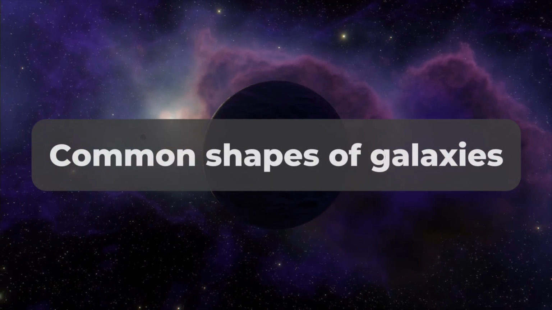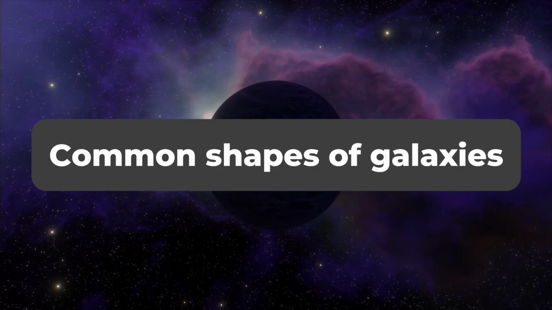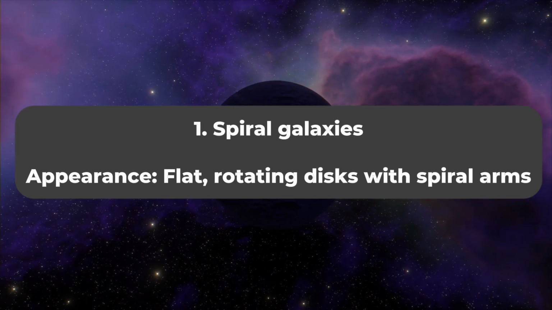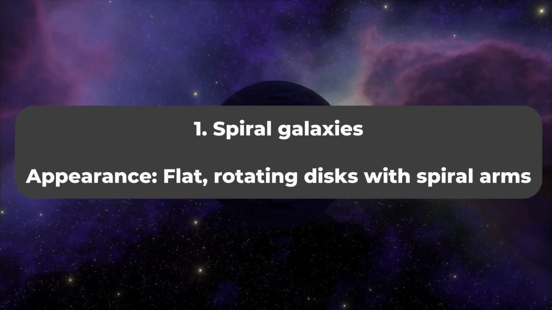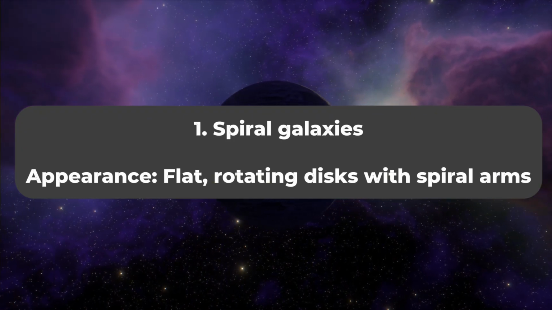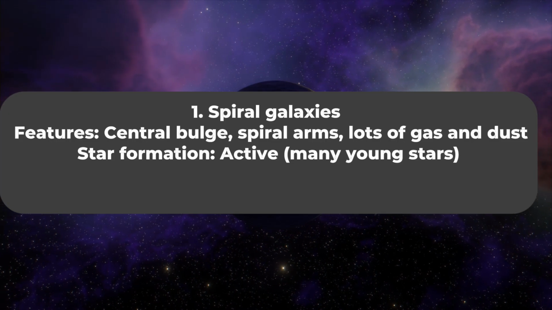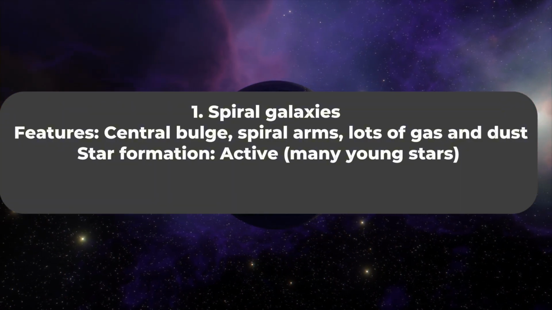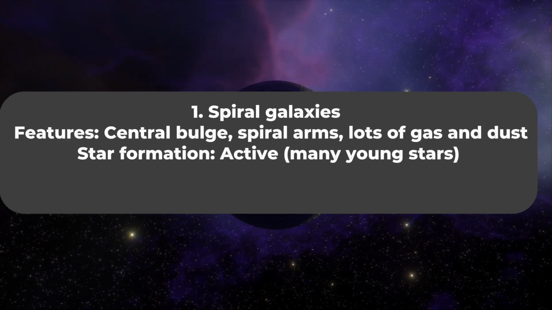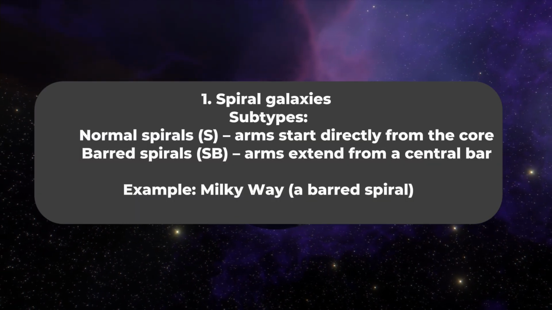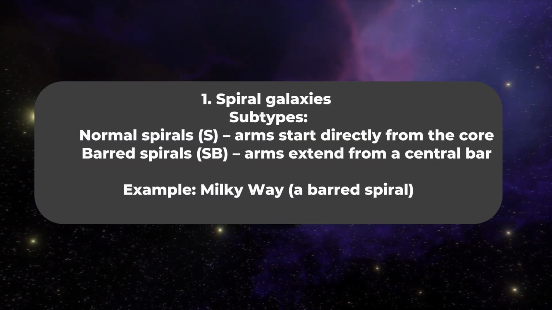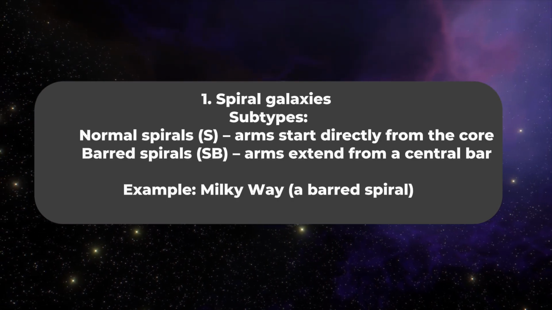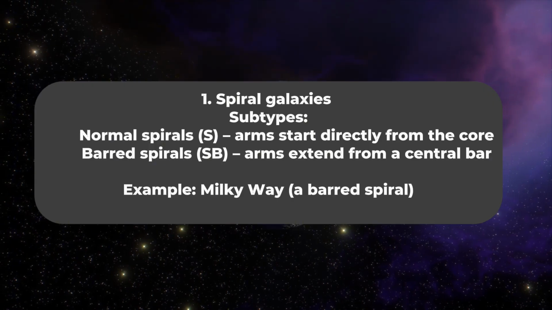Common shapes of galaxies. Galaxies are commonly classified by their shape and structure. The main types are: 1. Spiral galaxies. Appearance: flat, rotating disks with spiral arms. Features: central bulge, spiral arms, lots of gas and dust. Star formation: active, many young stars. Subtypes: normal spirals, arms start directly from the core. Barred spirals, arms extend from a central bar. Example: Milky Way, a barred spiral.